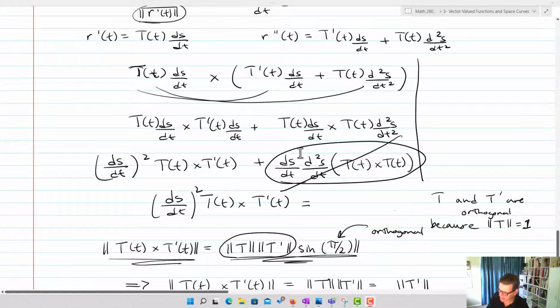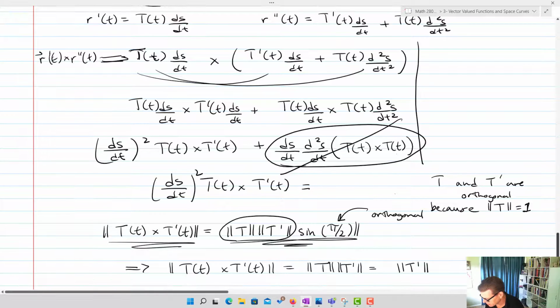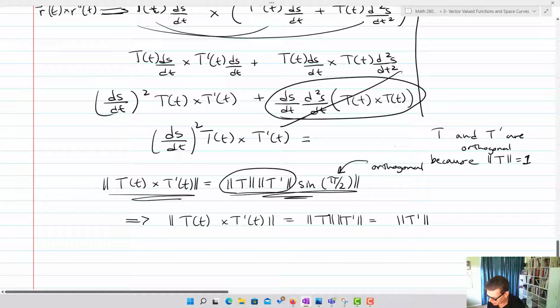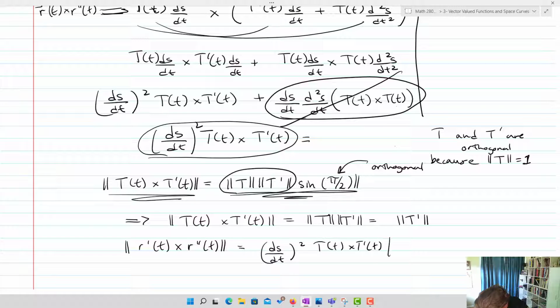Here's what makes it interesting. This thing here, remember, is equal to r'(t) crossed with r''(t). So the magnitude of r'(t) crossed with r''(t) is going to equal the magnitude of this, which is (ds/dt)² T(t) cross T'(t), magnitude.